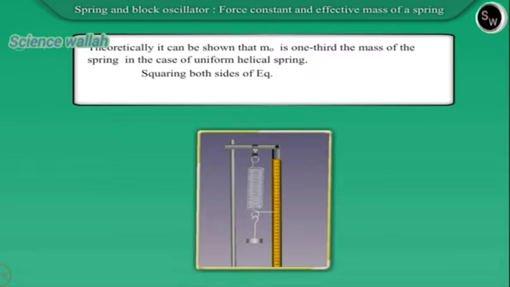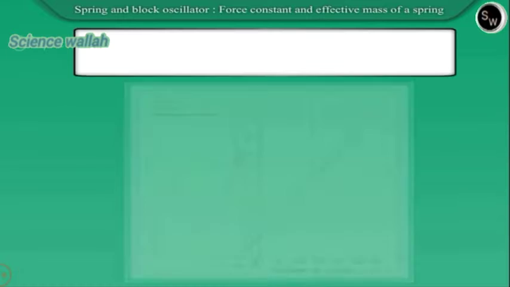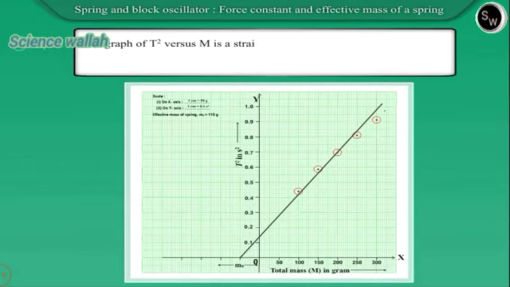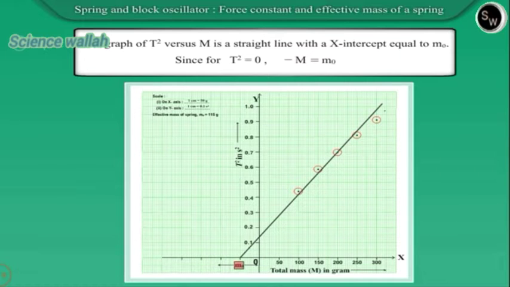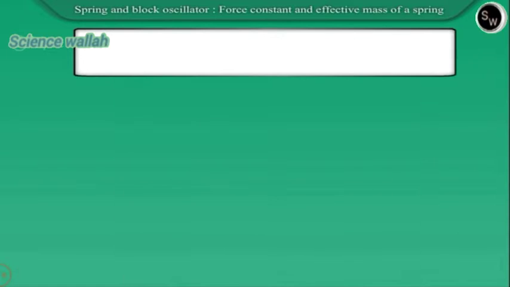Squaring both sides of equation 2 gives T squared is equal to 4π squared upon k into (m plus m0). Equation 3. The graph of T squared versus m is a straight line with an x-intercept equal to minus m0, since for T squared equal to 0, m is equal to minus m0.